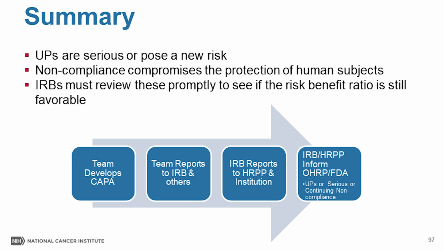So in summary, UPs, by definition, are events that are unanticipated, related to the research, and pose a new risk. This applies to non-adverse events as well as issues of non-compliance, and the IRB must review these promptly to see if the risk-benefit ratio is favorable and what other actions may need to be taken. Then it is up to the IRB to review this, make a determination, and report accordingly.